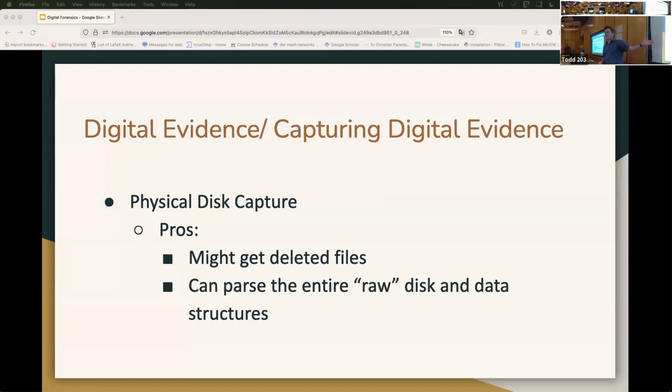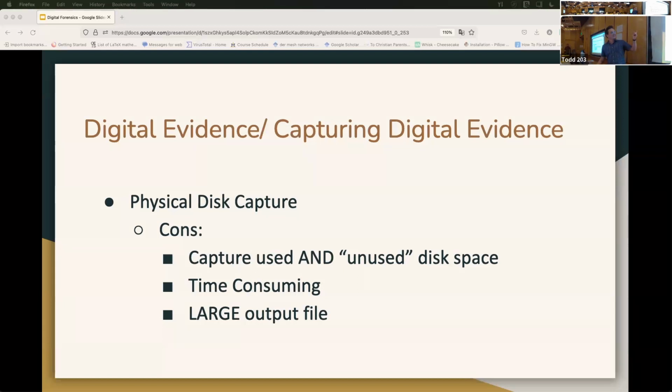So with physical disk capture, we're going to try to get everything. This will give us all the ones and zeros of the system, which means we have this unused space that we can then sift through and potentially recover these deleted files we want to look through, if they haven't already been overwritten. And we can parse the entire raw disk and the data structures, because we have gotten as much as we possibly can from the disk. The cons, it's both a pro and a con, but we capture used and unused disk space. This makes our output file super big.